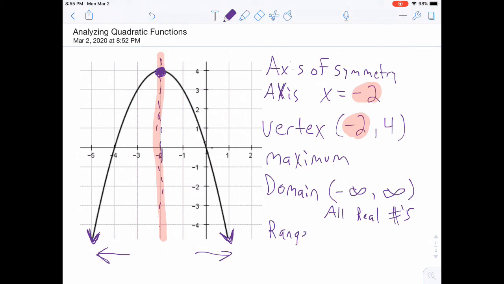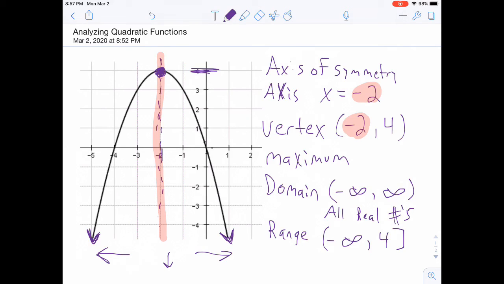Then we talk about the range. The range are y values. How low to how high does this go? So I look, how low does this parabola go? It starts all the way at -infinity. Always a parenthesis at infinity. And the highest value it goes to is 4. And since there's a value there, we're going to put a bracket.